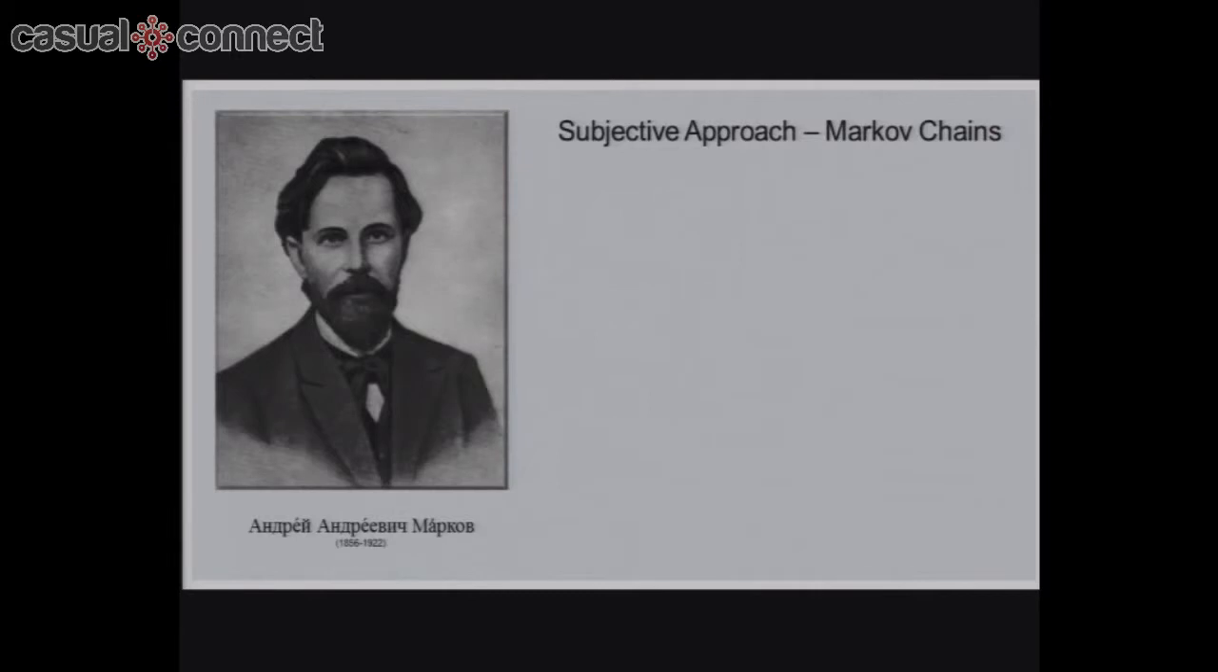A smarter way to do it is using a subjective approach called Markov chains. There's a very famous Russian mathematician, Andrei Andreevich Markov. He invented this principle 100 years ago this year. And pretty much every financial model you've ever heard about, every weather model, all those things, goes back to the concept of a Markov chain.